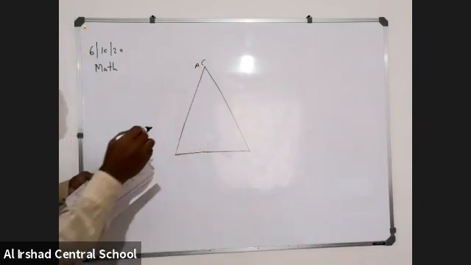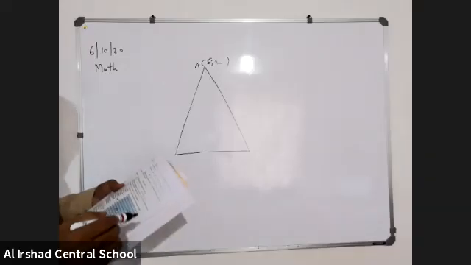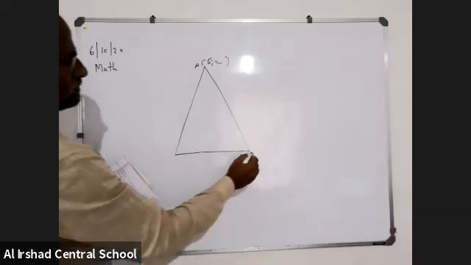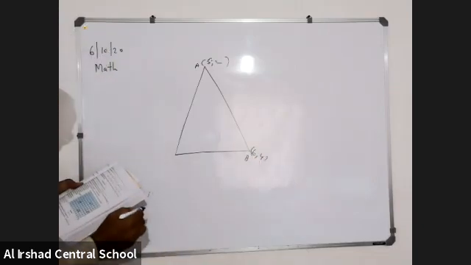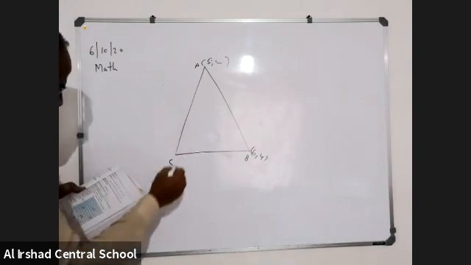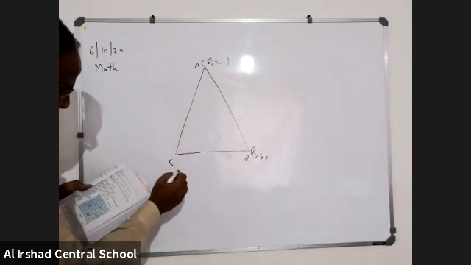A is 5 minus 2. Then B is 6, 4. Then C, ABC, 7 minus 2.